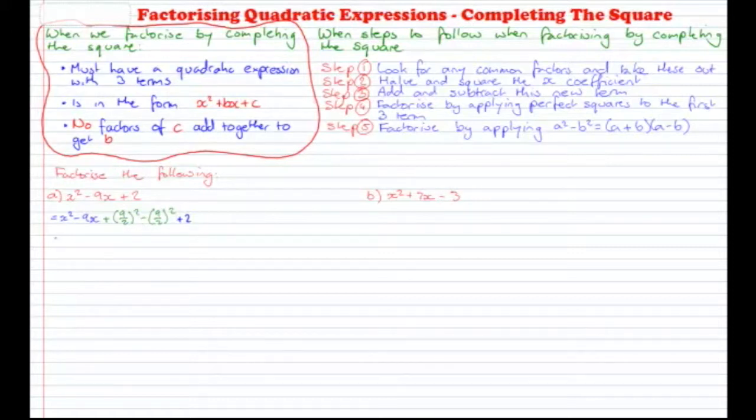Now this is where it's going to get a little bit more interesting, because what you can see here is 9 over 2 is equal to 4.5. Alright, so what we're actually going to do is keep it as 9 over 2, and that's going to make our working out that little bit harder. So let's go through and do that.